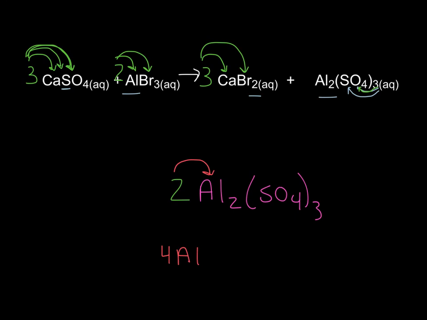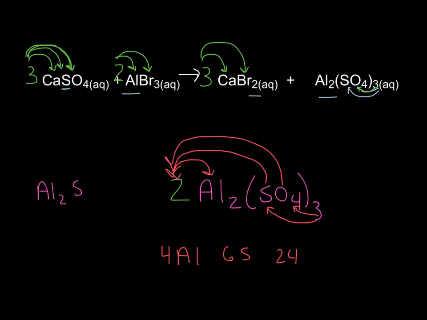Now keep in mind here that this 3 on the outside of the sulfate means that we have 3 sulfurs, but we have to multiply it by 2 as well. So we have 3 times 2 sulfurs is 6 sulfurs. For the oxygen, we have 3 times 4 is 12 oxygens, and 12 times 2 is 24 oxygens. Another way to look at this is if we needed 2 aluminum sulfates, we would have to write Al2(SO4)3 twice, right?